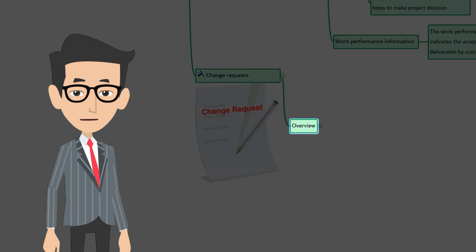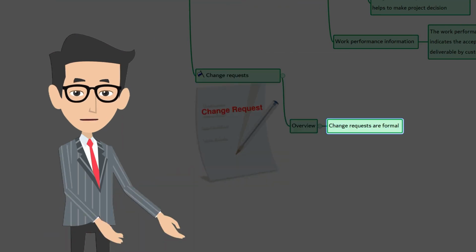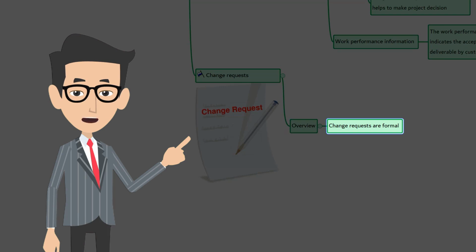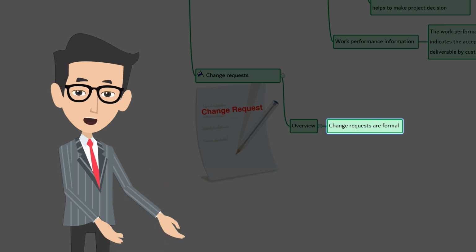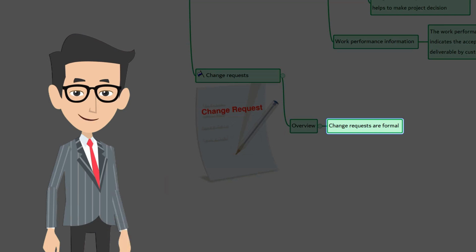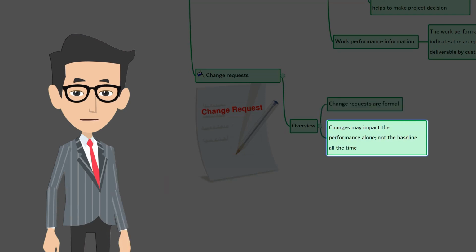Let's start with the overview. A change request is a formal proposal to modify anything in the project. Implementing those changes can have direct impact on the baseline. Changes may or may not impact the project baseline. Sometimes only the performance against the baseline is affected. Decisions on those changes are usually made by the project manager.